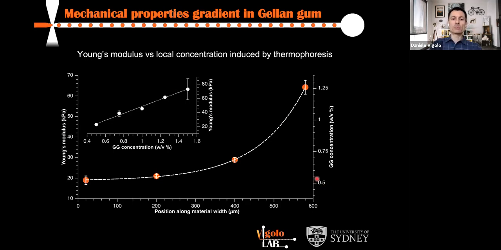In this specific experiment, we started with a 1% concentration of gellan gum. We end up with a material that reaches 1.25% on the stiffer side and just above 0.5% on the softer side, so that we can connect both the concentration and the stiffness. Again, the overall idea is really to understand and characterize the system so that we can manipulate it.